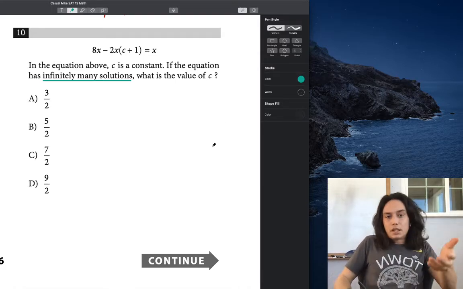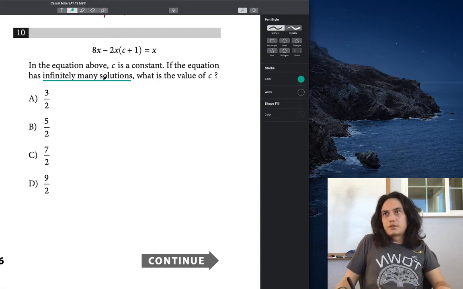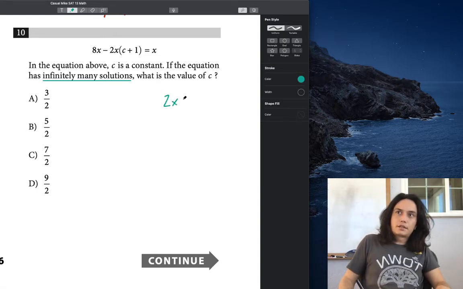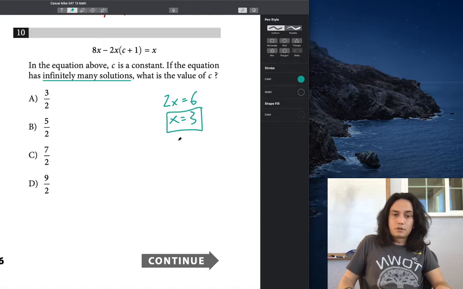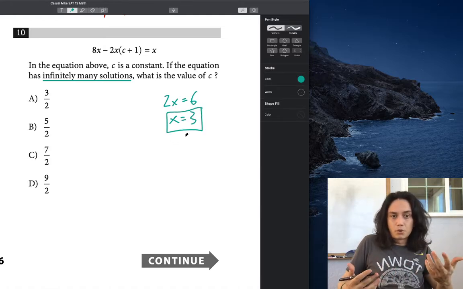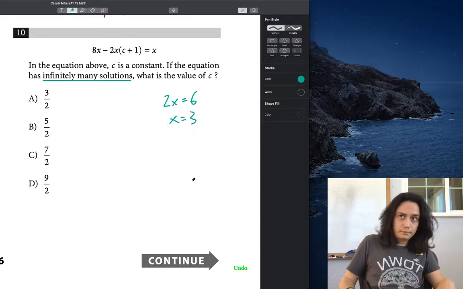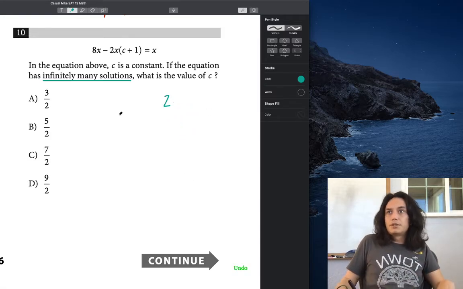A lot of equations only have one solution. So like, 2x equals 6. This is an equation with one solution. We're going to divide both sides by 2 and x is 3. That's the one solution. x is 3. x isn't 4. It's not 5. There are not infinite different solutions that work. There's one. It's 3. But this is not our situation.